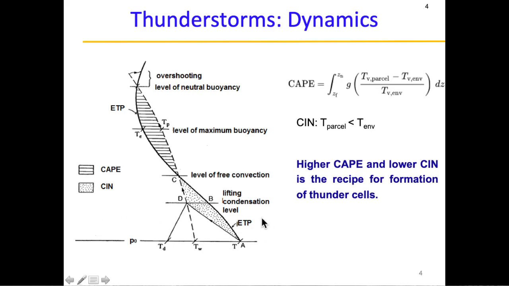The CIN has to be very small, so this dotted region that I'm talking about should be very small, so that the parcel which is heated up by the ground can break this barrier, go above this level of free convection, and start forming these tall thunderclouds that are known to give very massive thunderstorms.